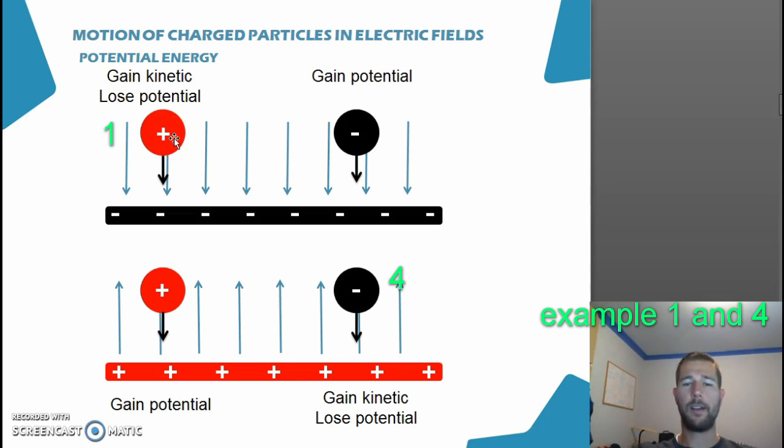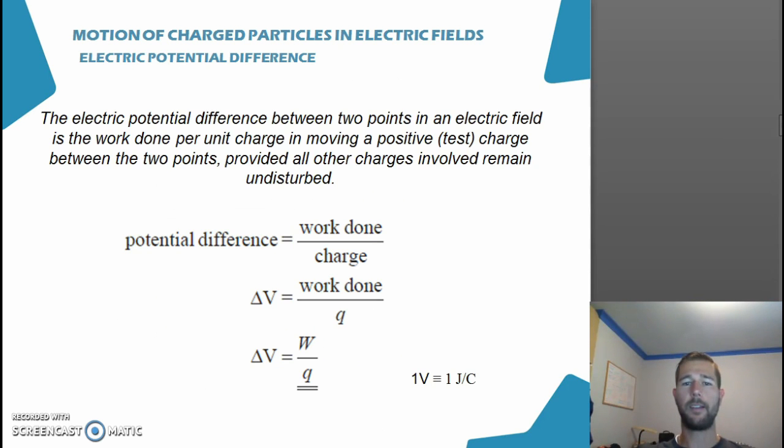Both example 1 and 4 relate to our previous example where we had the ball in the gravitational field. If we release the ball, the potential energy transfers into kinetic energy. Now we can define the electric potential difference between 2 points in an electric field as the work done per unit charge in moving a positive test charge between the 2 points. So the potential difference is the work done per charge, and we can provide an equation here. The units are joules per coulomb, or the more standard unit used is volts.